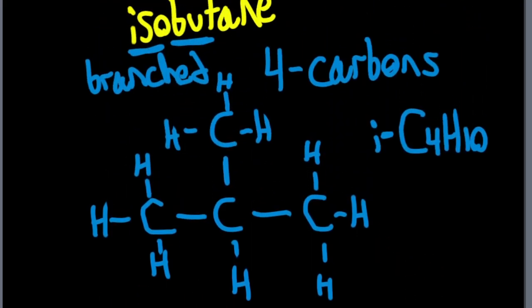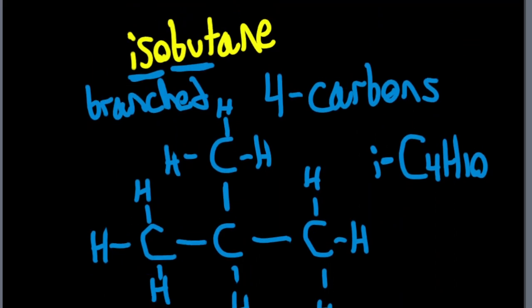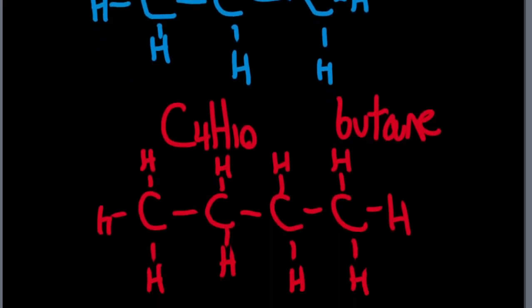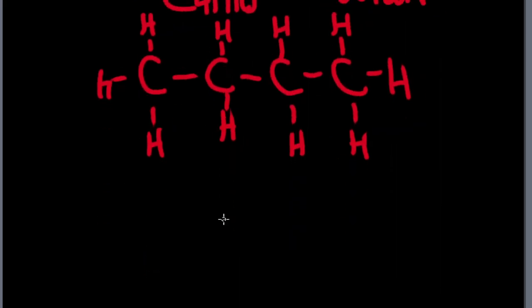Butane and isobutane are going to be isomers, okay? And an isomer is any compound with the same formula as another compound, but with a different structure. Okay, so even though I have this little I indicator out here, because I have 4 carbons and 10 hydrogens in isobutane, and I also have 4 carbons and 10 hydrogens in butane, these are going to be referred to as isomers.